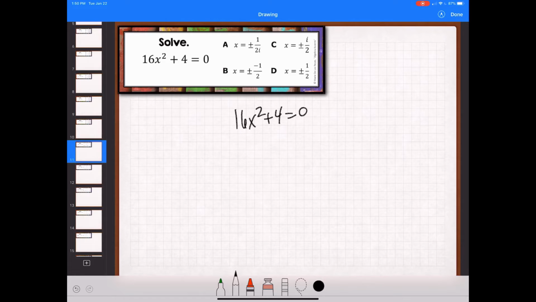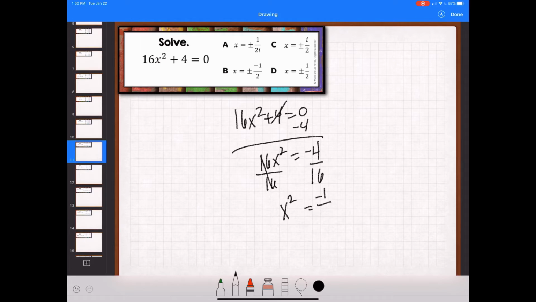Okay. So again, isolate the x squared, so I'm going to cancel. And now I'm going to divide by the coefficient. And you want to simplify negative 4 over 16, so that's negative 1 over 4. And then now take the radical.